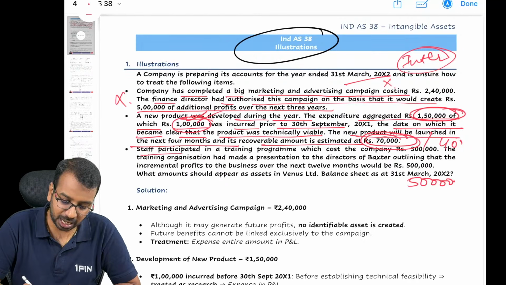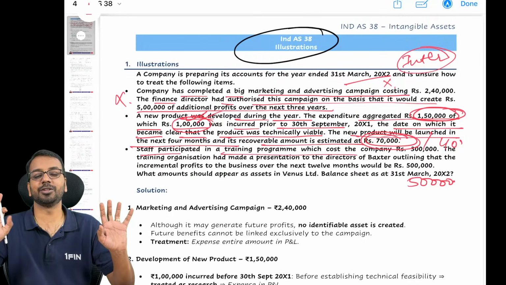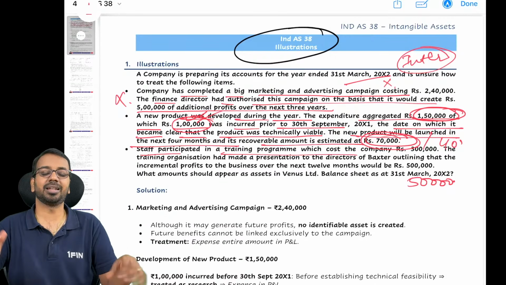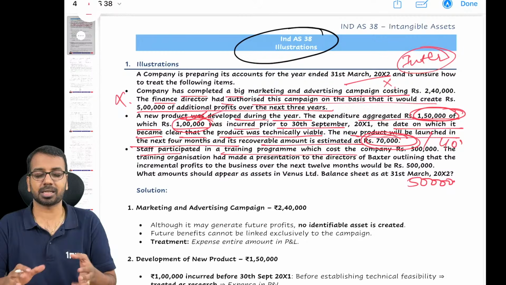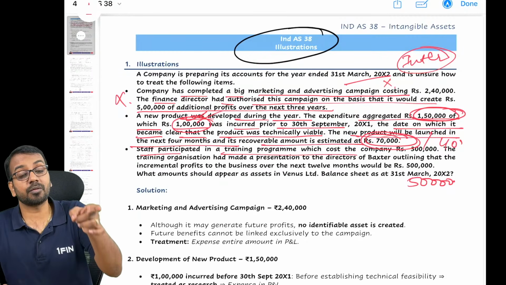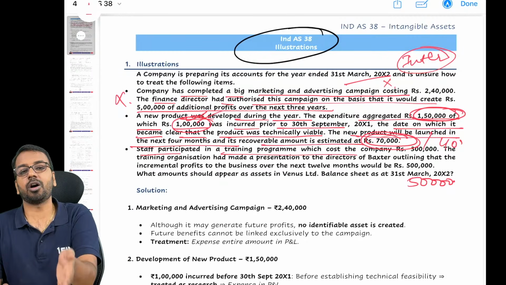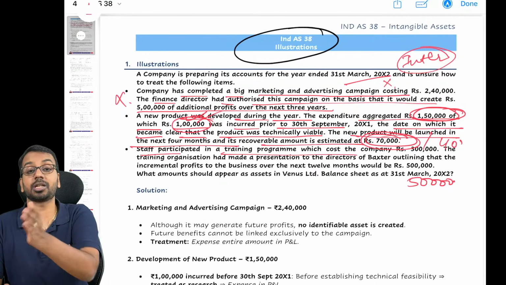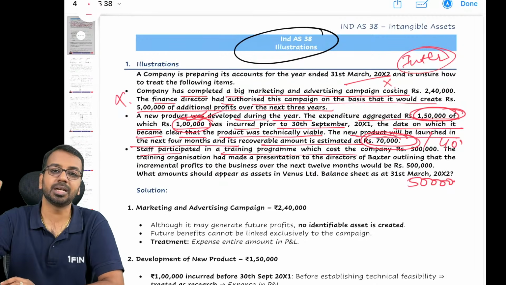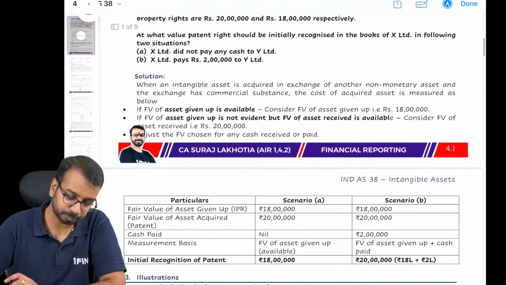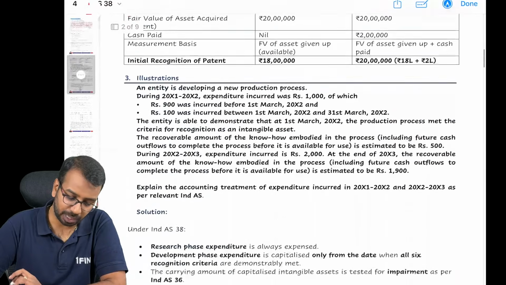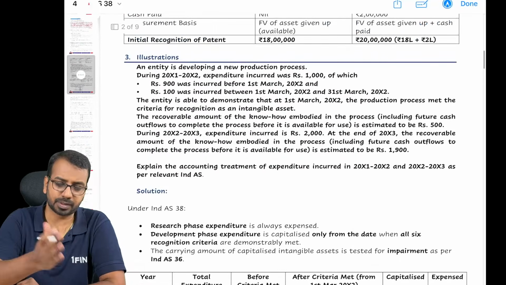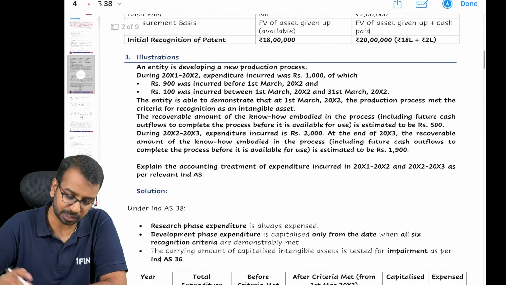Staff participated in a training program. All of these, staff related expenses, salary, training, and all of those, we will not capitalize as an intangible asset unless the cost of that salary is being incurred for some other intangible asset or some other tangible asset. Exchanges, again, you can have a look at it. The same principle that we have seen in the previous one applies.